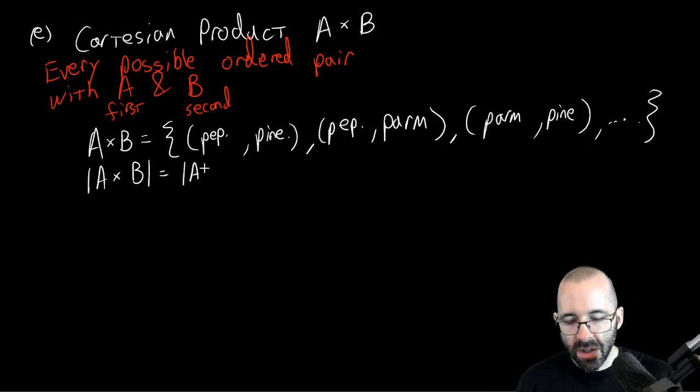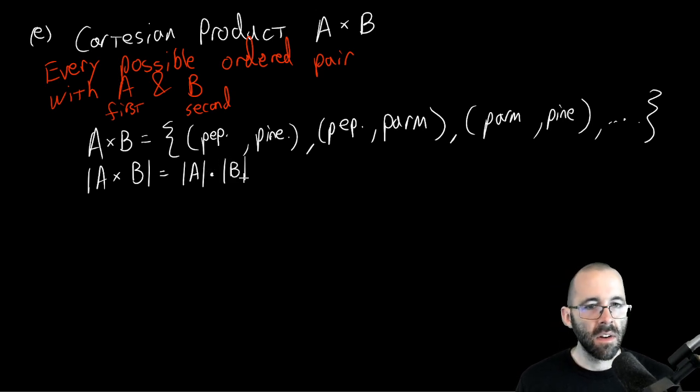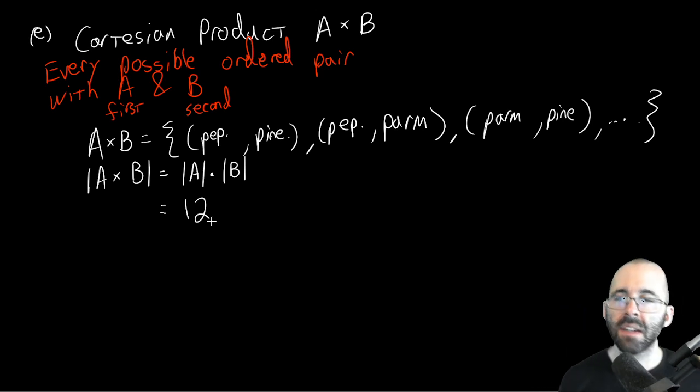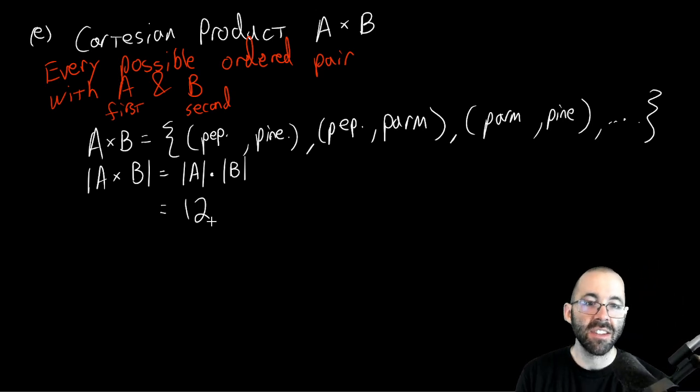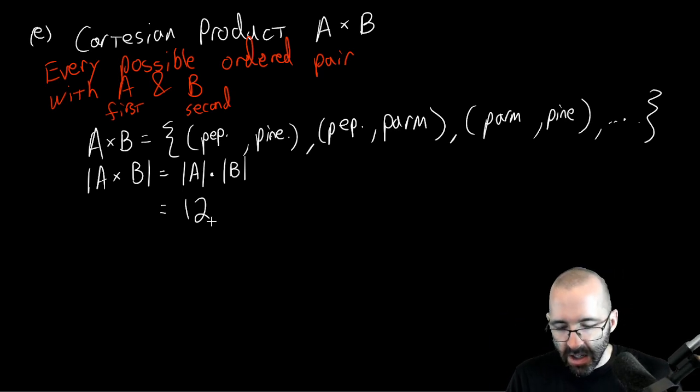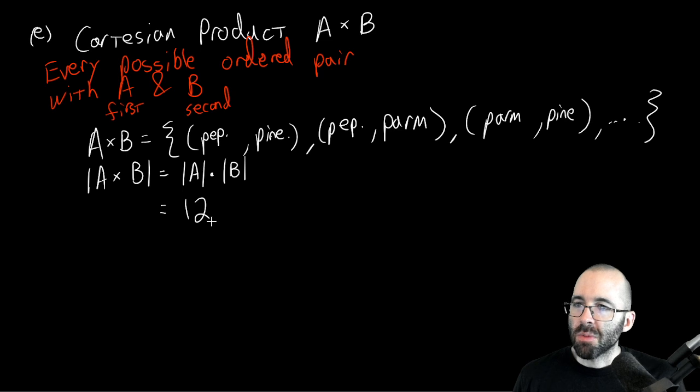So it will always be their sizes multiplied, which in this case is 12. I believe there's a math theorem that says that. 99% sure. If that's not the case, you find it, you let me know, I'll give you some extra credit. All right, so that's pretty much it for Cartesian product. We'll do more practice with Cartesian product in the next one. I think that's kind of the main weird one.